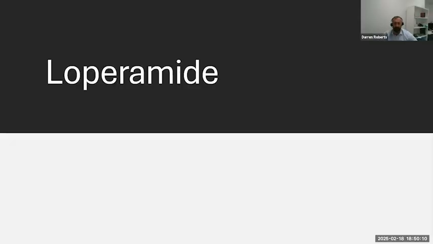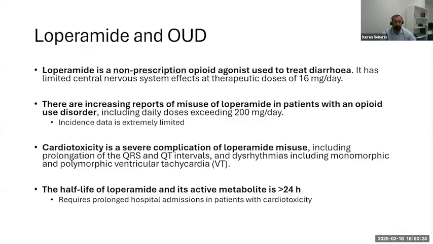Okay, the last case that I'm going to talk about is loperamide. Loperamide is an opioid that we're really watching at the moment because you can buy it from service stations. So there's very limited oversight about loperamide, and yet it is an opioid agonist. It's a non-prescription opioid agonist used to treat diarrhea, as you know. If you take the regular prescribed dose of up to 16 milligrams a day or 8 capsules or tablets, then you get very few CNS effects. But we have seen in the US and also in Australia, but I don't think it's very common, increasing use or misuse of opioids where people are taking very large amounts, so 100 or 200 tablets or capsules a day.